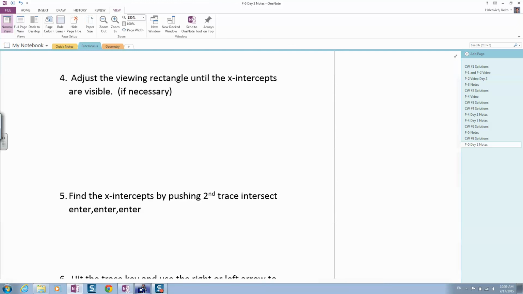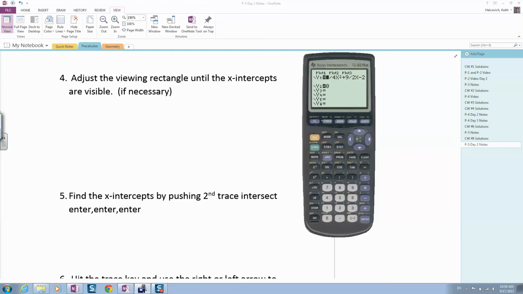Now, one thing you would want to do is, if when you graph it, the x-intercepts, which you notice are right here and right there, are not visible, then you would adjust the window accordingly. But in this case, the x-intercepts are both visible. So now, to find the x-intercepts, you're going to find the intersection of y equals 0, which is the x-axis, and your quadratic. So there's 2 of them.